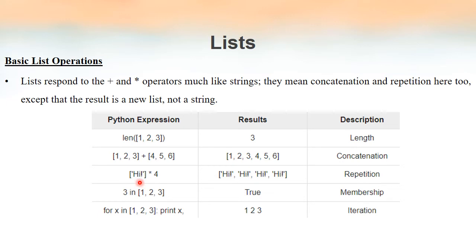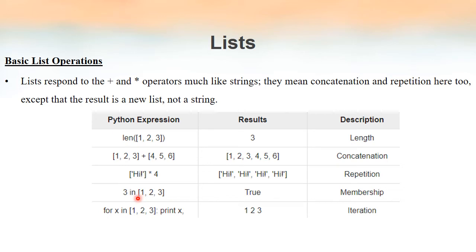And see this here, high is actually a single element list. This list consists of only one element. And if I type high star 4, what we mean is we are asking to repeat this list 4 times. That is why we are getting this new list. So it is used for repetition.